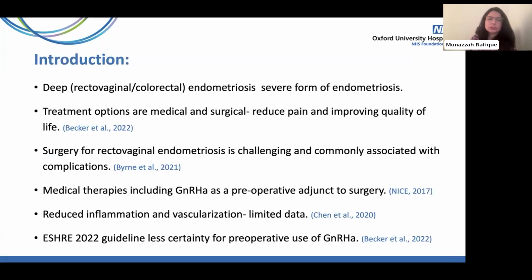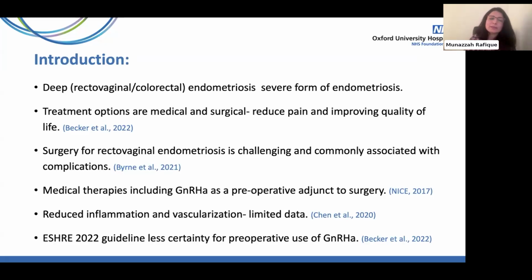A quick introduction on deep endometriosis. We will be including all the patients that have either rectovaginal or colorectal endometriosis. This is the inclusion criteria. We all know that most of the patients present with a lot of chronic pelvic pain, dyschezia, dysmenorrhea, and there are medical and surgical treatments available. The main rationale of all these treatments is to reduce the pain and improve the quality of life. The surgical option for rectovaginal endometriosis is challenging, because it is associated with complications as well.